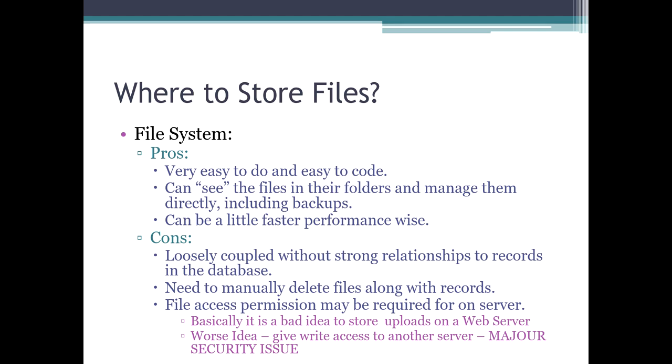The con is that it's very loosely coupled, so we don't have any way to maintain integrity. What if you want to delete one but it accidentally doesn't get deleted, or you remove the wrong file? We want nice referential integrity, like a cascade delete. If you delete a customer and files are related to that customer, they should be deleted as well. Does that happen automatically? No, not if you just store the files on the server. You have to manually delete them along with the records.